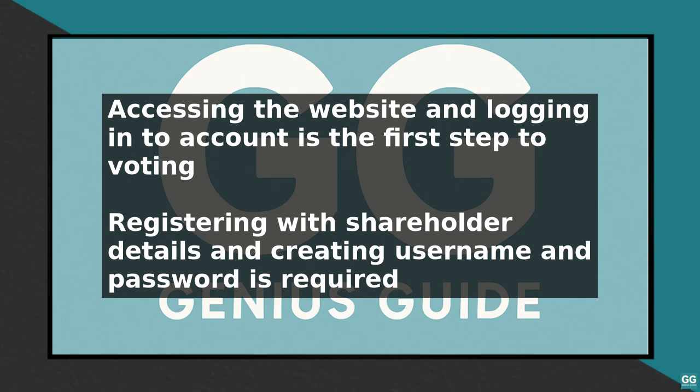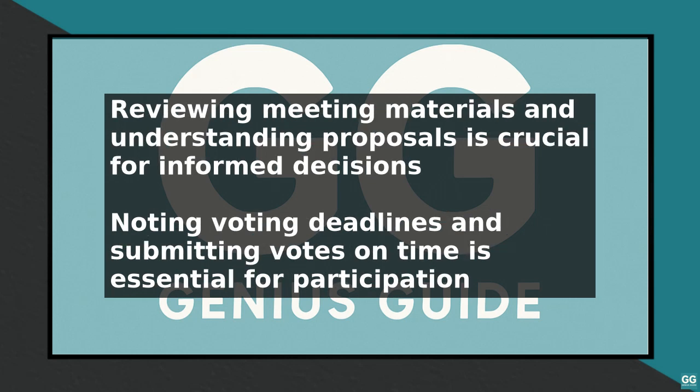Now, let's move on to the voting process itself. You can vote online, by mail, or by attending the meeting in person. To vote online, simply select the meeting and proposal you wish to vote on, and follow the prompts to submit your vote. You can also vote by mail by completing the proxy form and returning it to the address provided.